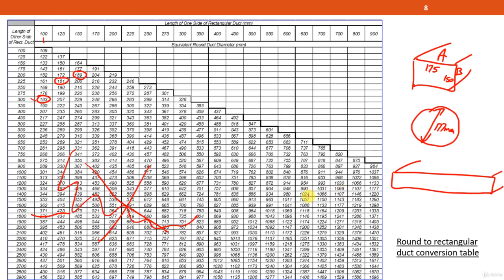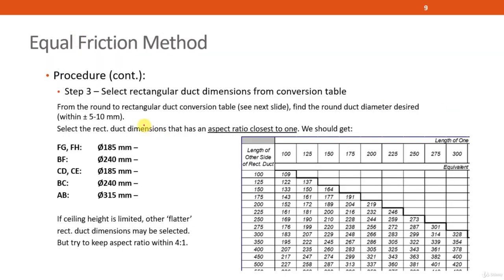So back to our question, for 185, we should choose this 189 duct. So we will take 200 multiplied by 150 to replace the 185 round duct. This part we have done, so we should choose 200 multiplied by 150 mm, which is this particular duct section. Okay, so FG, FH, CD and CE are similar. So this is similar to 200 times 150.